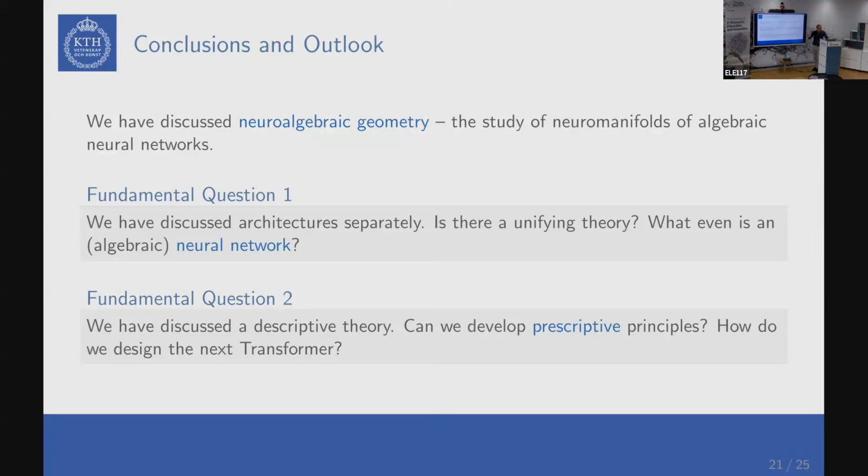Maybe once you understand this invariance, dimension, degree, and how singularities work, maybe you can design a model that has a prescribed geometry of singularities or a prescribed curvature degree. We are not at that level at all yet.